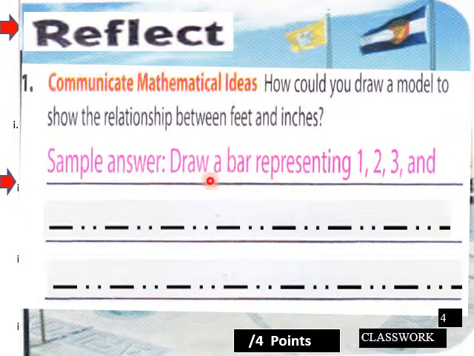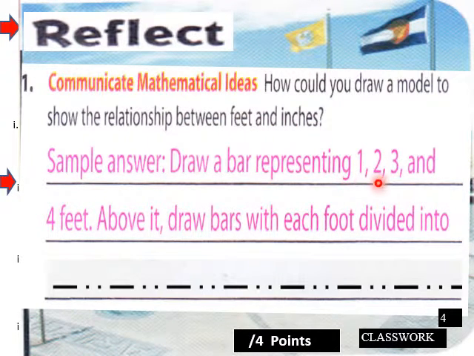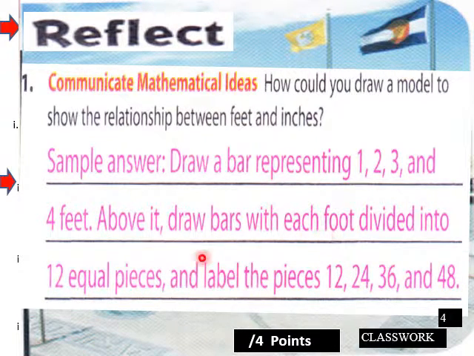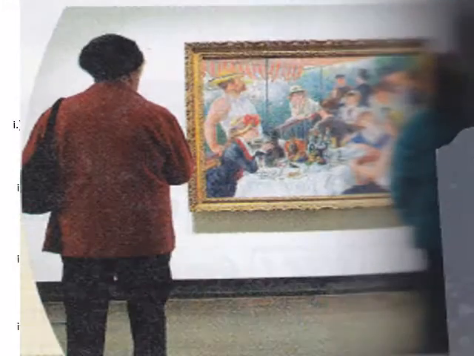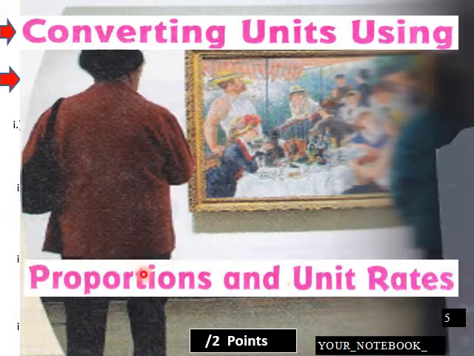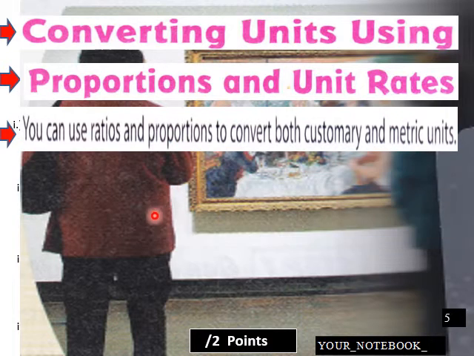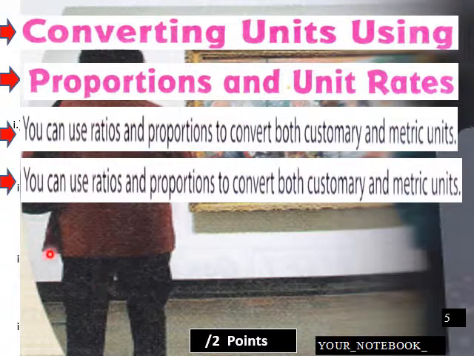Reflecting on this, how could you draw a model to show the relationship between feet and inches? Sample answer: draw a bar representing 1, 2, 3, and 4 feet. Above it, draw bars with each foot divided into 12 equal pieces, and label the pieces 12, 24, 36, and 48. That would be one way you could do it. Converting units using proportions and unit rates: you can use ratios and proportions to convert both customary and metric units.